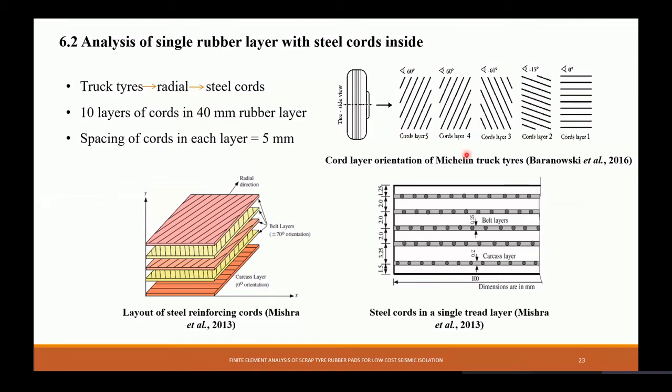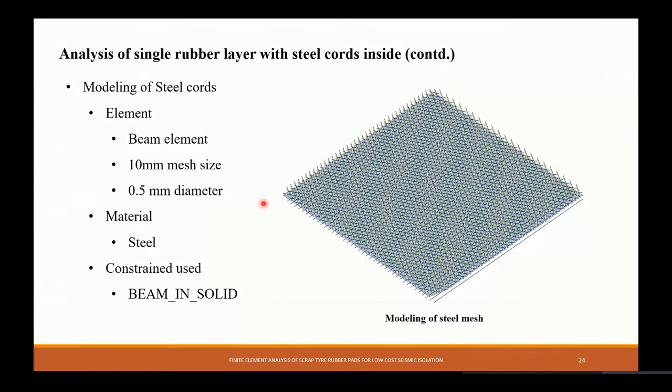the configuration of the steel cords that was considered in our STRP bearings. Okay, basically all the steel wires were modeled along with the rubber volume. Okay, and these were constrained using beam in solid constraint. So this provides some type of bonding between the steel cords and the rubber layer. And this is how the rubber and steel cords look like.